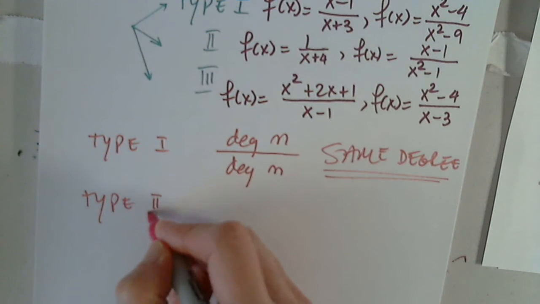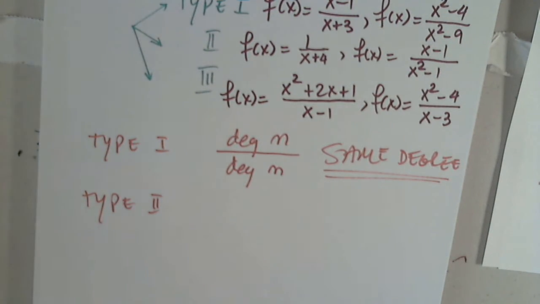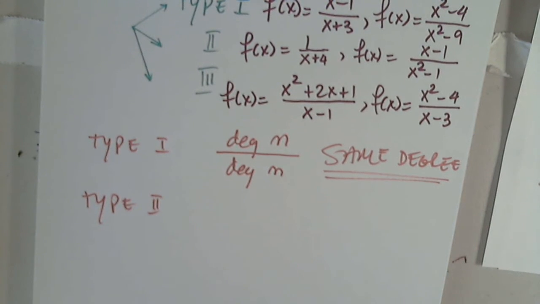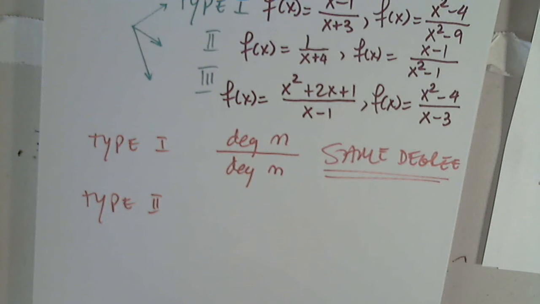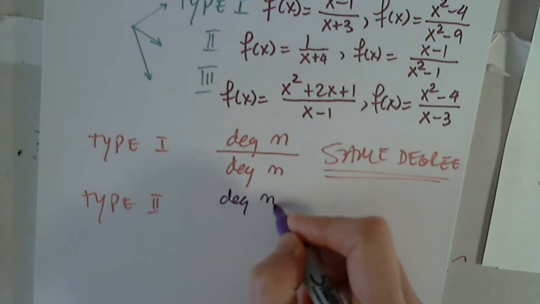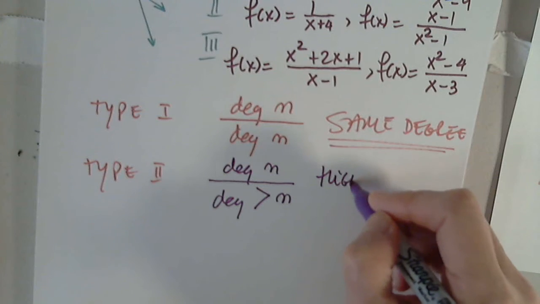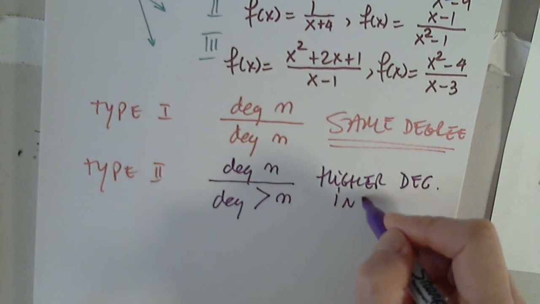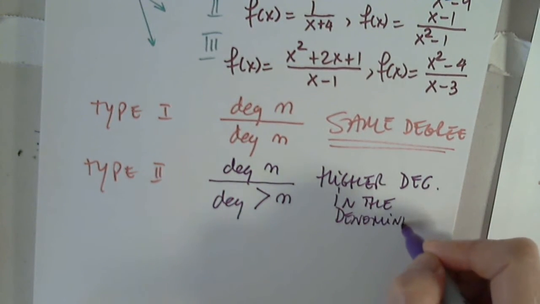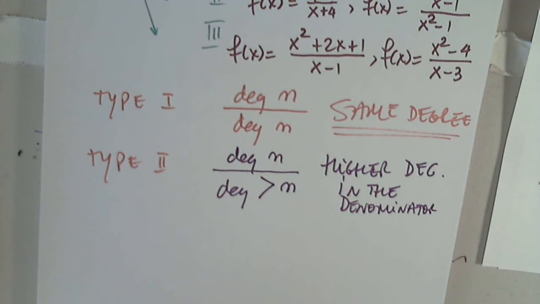Type 2 cannot have the same degree. We're done. Same degree is just type 1. What can we say about type 2? They're missing a degree. Say that again? Like the top part is missing a degree compared to the denominator. No, it's still about the degree. That's the only difference between these 3. The degree in the denominator is higher, exactly. So degree n, and here degree greater than n, not equal. So higher degree in the denominator. Not the same.